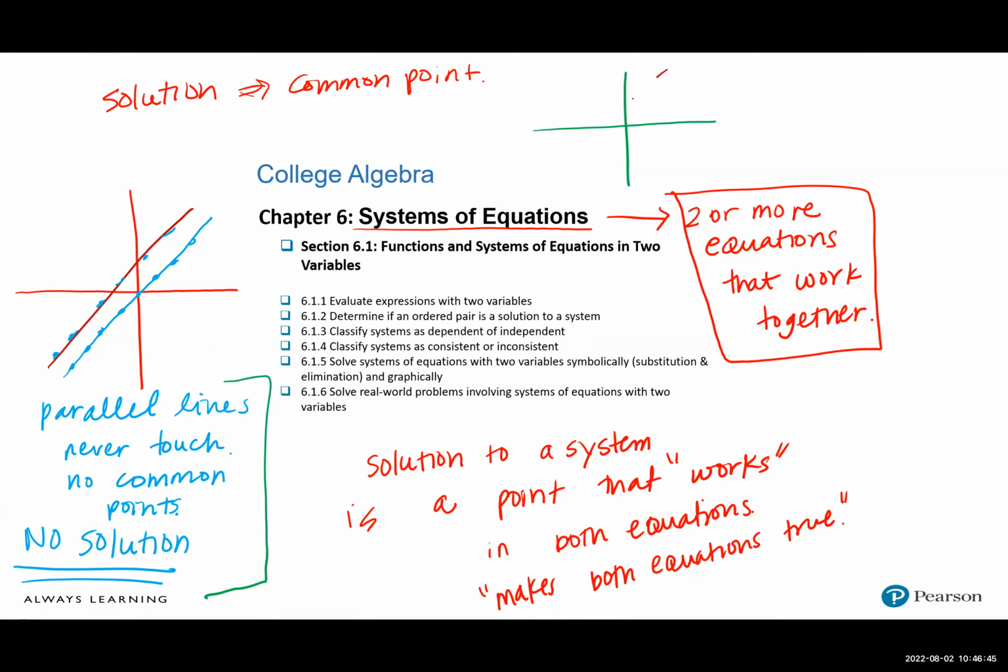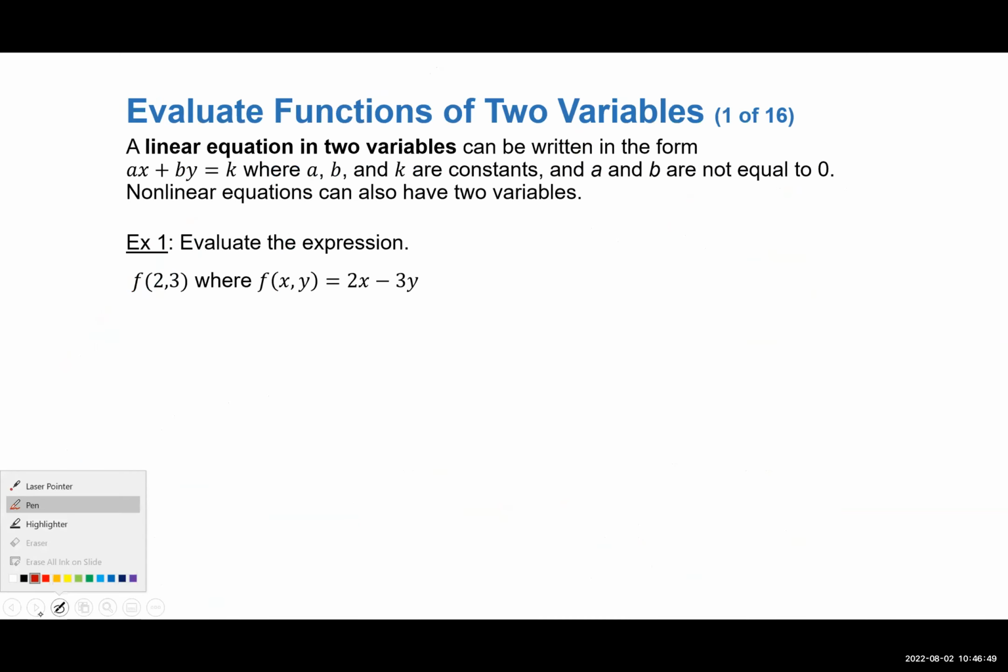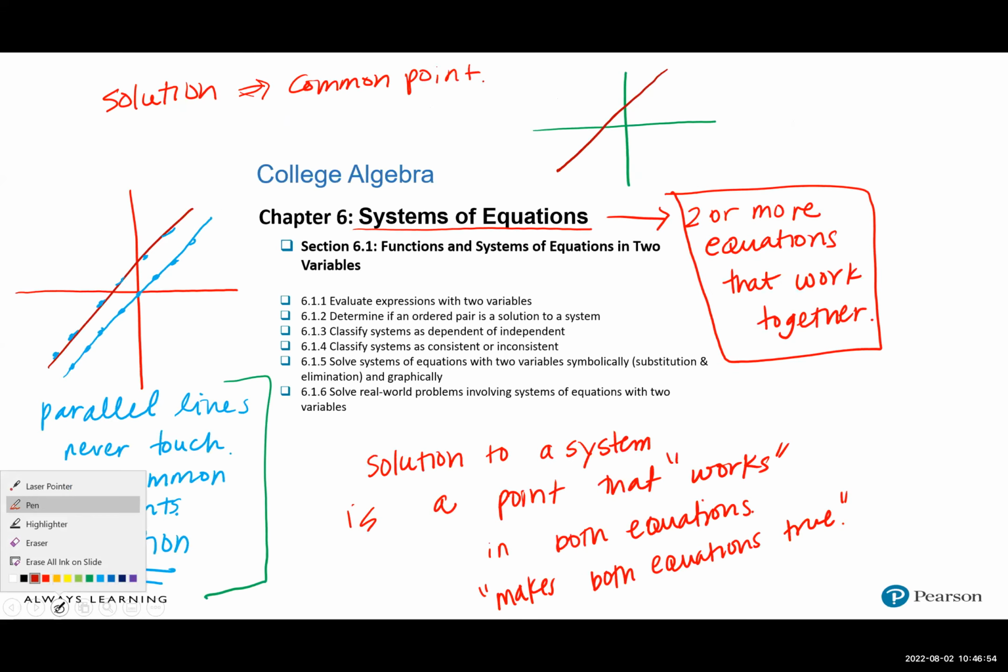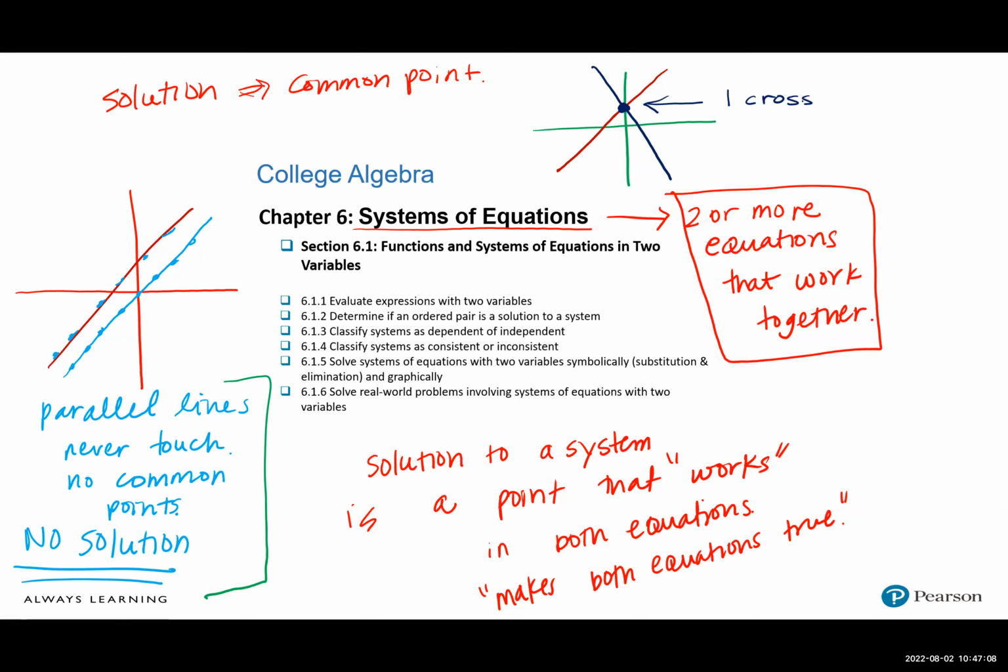Another option is that the line could be right here and another one could come off and cross it. Now, do these lines have anything in common? Yes. They cross a total of 1 time. If they cross 1 time, that means they have 1 solution. And the way we write our solution is like (x, y), because you write what the x is and what the y is both.